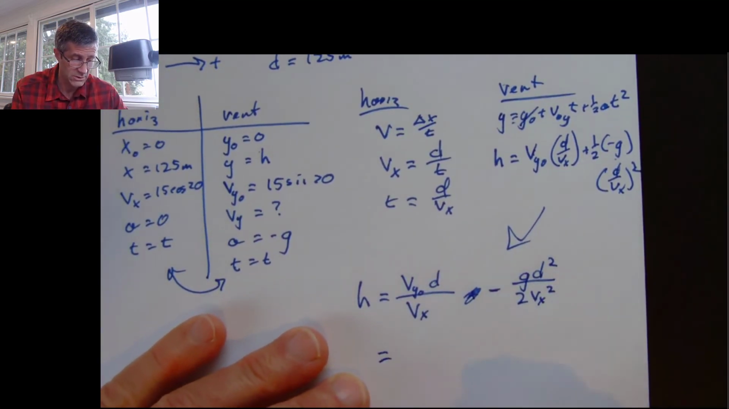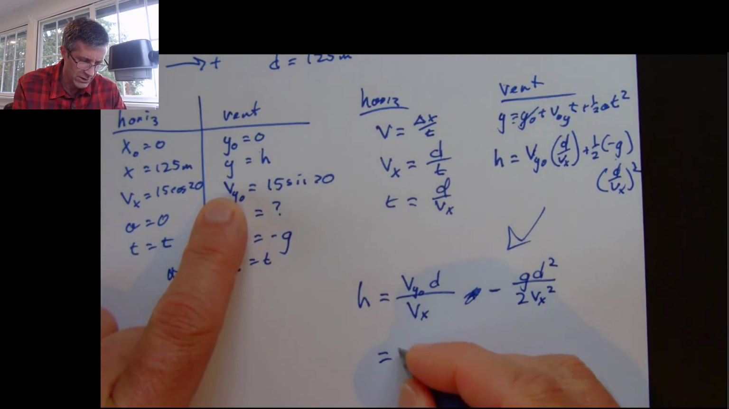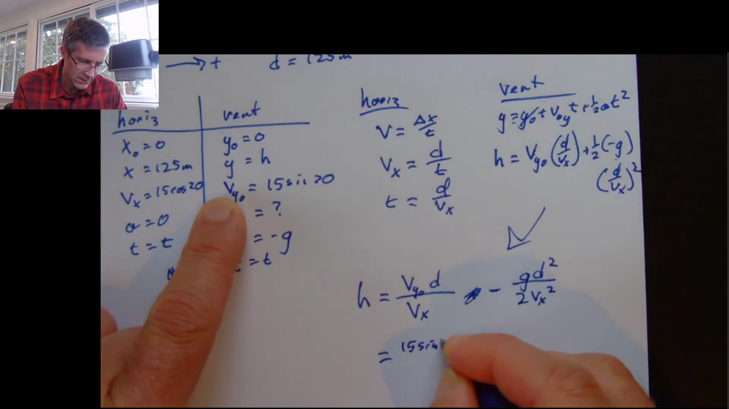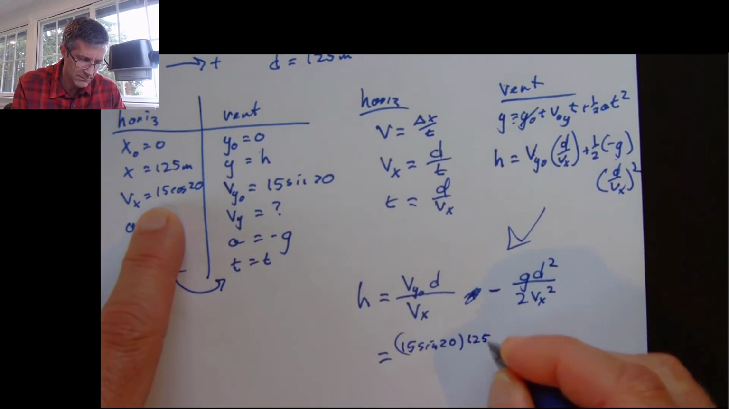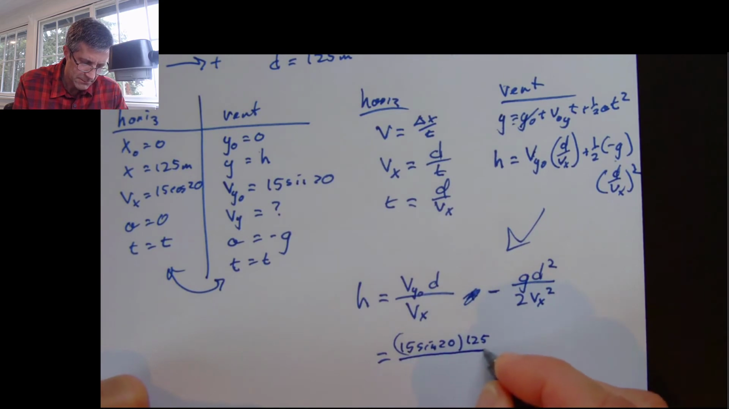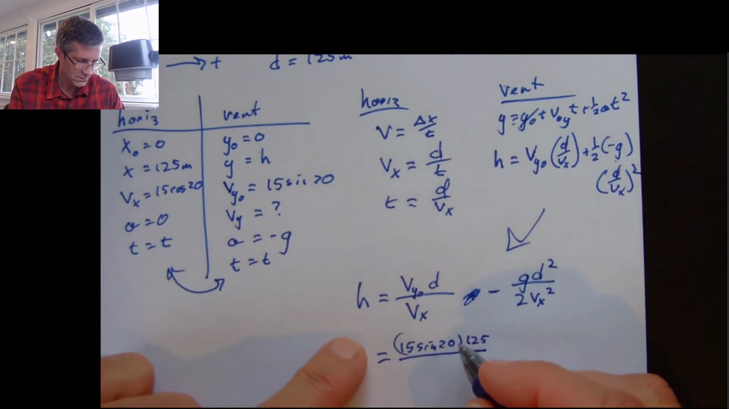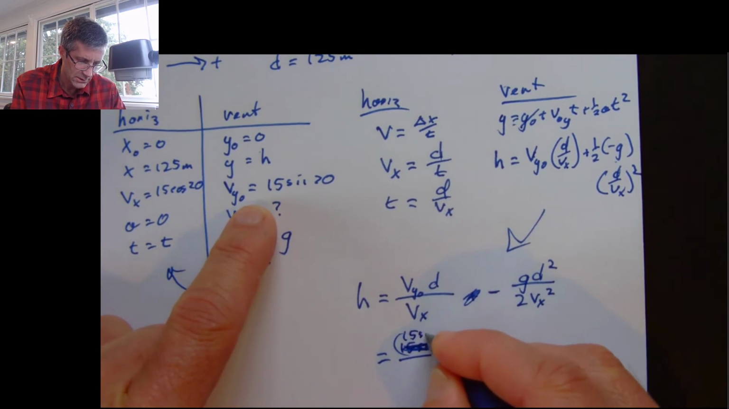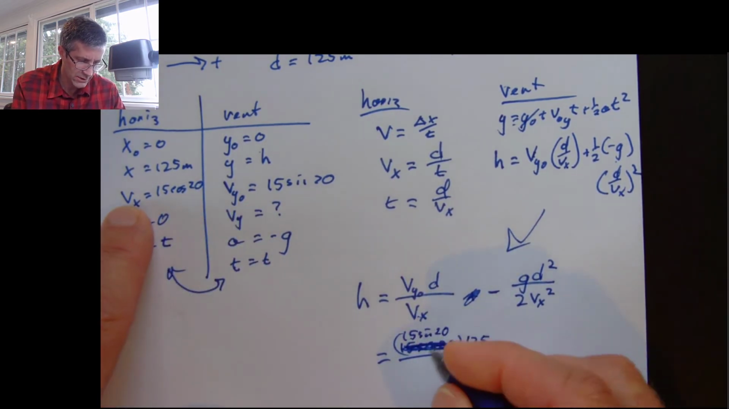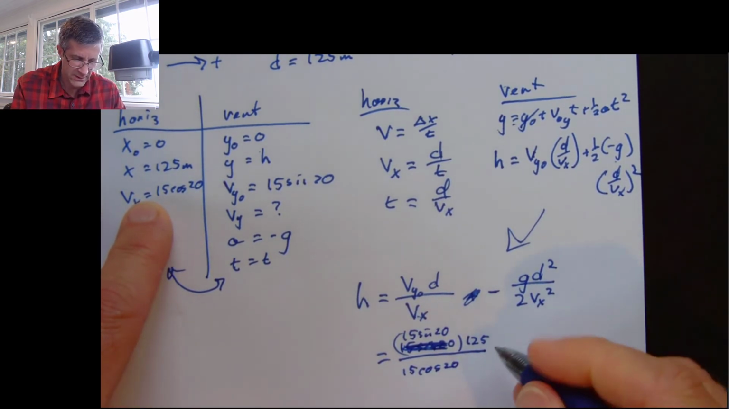So let me plug in some numbers. I'm going to have v naught in the y direction, which is going to be 15 sine of 20. I'm going to multiply this by my distance of 125. And in my velocity x direction, oh no, I got this backwards. So in the y direction, oh, I had it right. So 15 sine 20, velocity in the x direction, 15 cosine 20. I could simplify that, but I'm not going to.